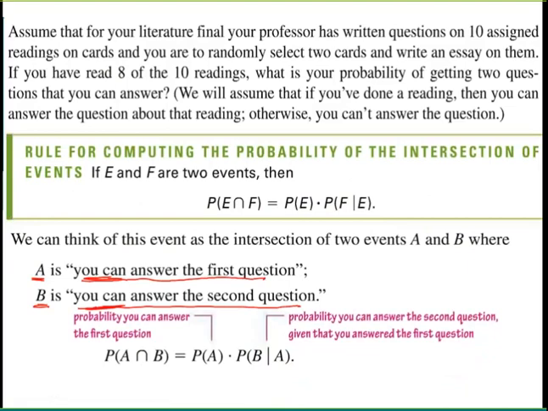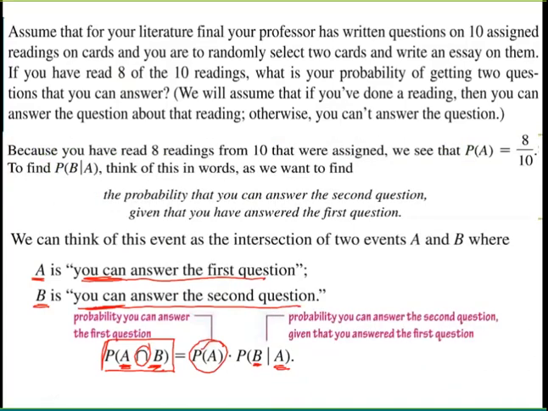Well, we want to know what's the chances of me doing, again, this is intersection, which means and. Basically, what's the chances of me answering the first question and the second question? Well, that's equal to the probability of A times the probability of B, given that I can answer the first one already. So that's what I'm looking for to answer this actual question. Okay. So here, because I have read 8 of the readings from the 10 that were assigned, we can see that our first probability that we can answer the first question is 8 out of 10. Okay, this probability is 8 out of 10.